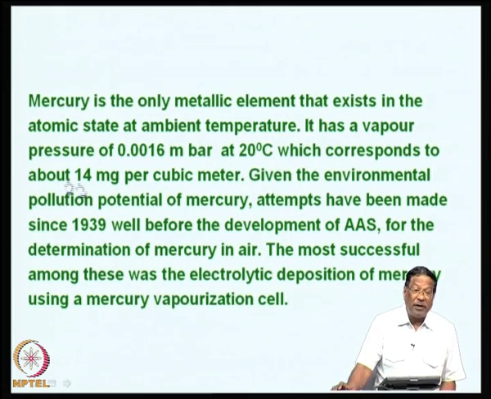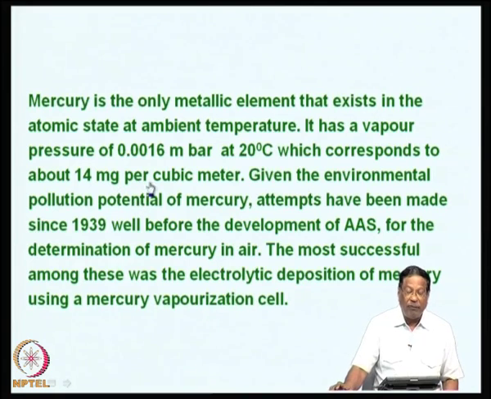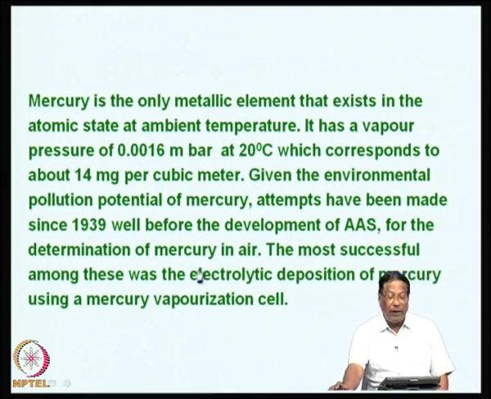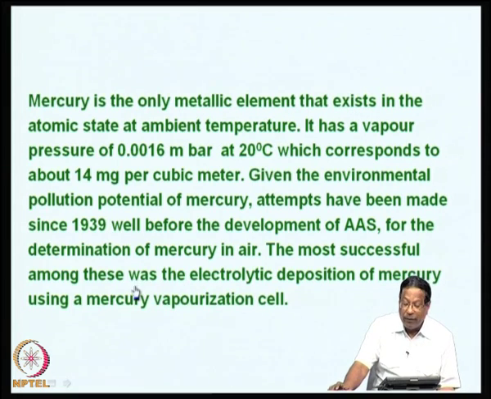It has a high vapor pressure of about 0.0016 millibars at 20 degrees centigrade, that is room temperature, which corresponds to about 14 milligrams per cubic meter. Given the environmental pollution potential of mercury, nowadays everybody is scared about mercury in the environment. Attempts have been made since 1939, well before the development of AAS itself, for the determination of mercury in air. The most successful among these was the electrolytic deposition of mercury using a mercury vaporization cell.